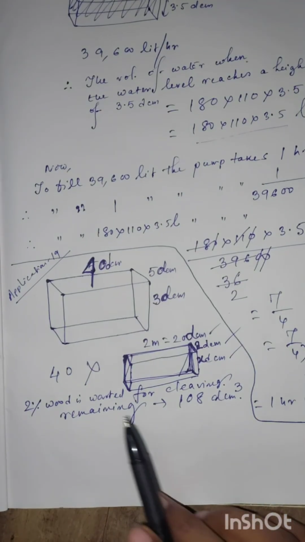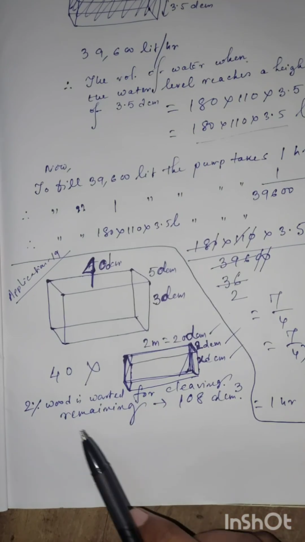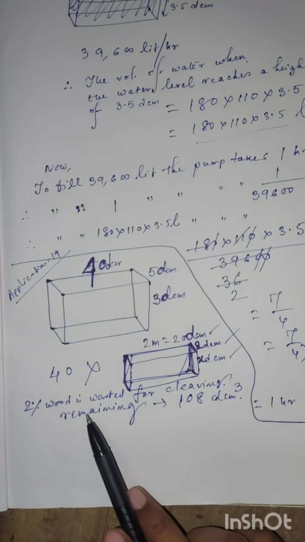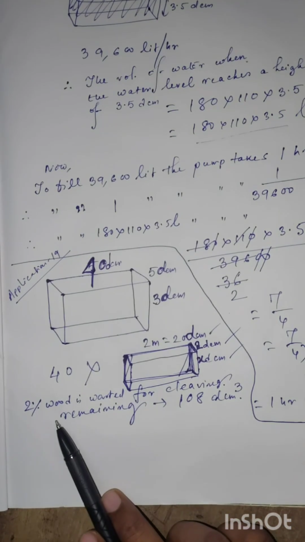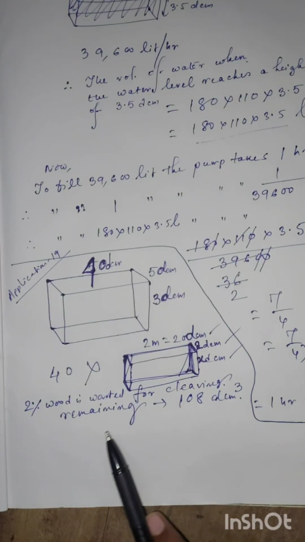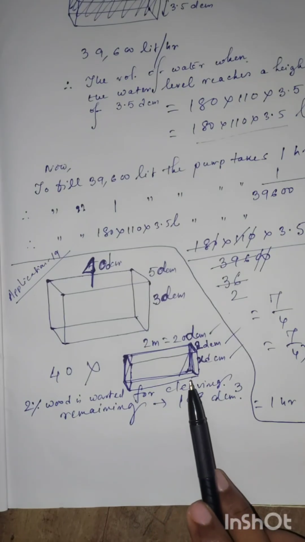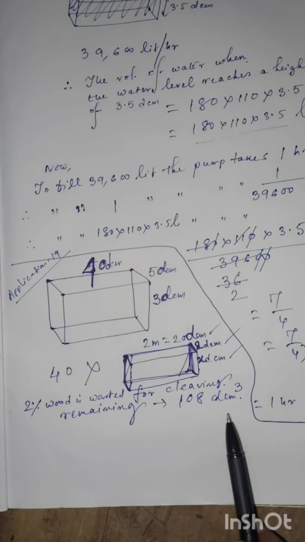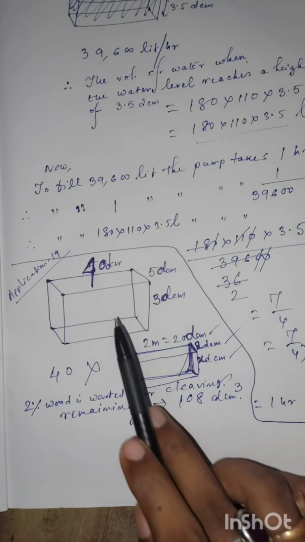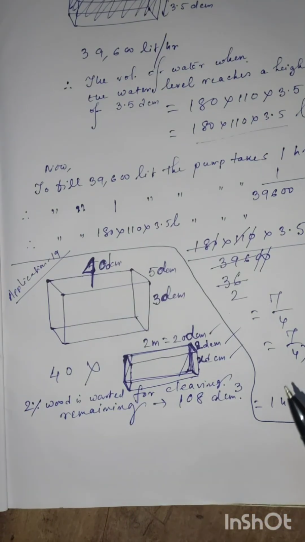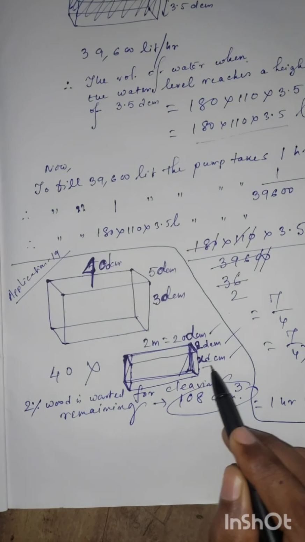Okay, so 40 such planks are cut out, and because of this cleaving work 2% wood has been destroyed, has been wasted. But still, after this cleaving work, we are having 108 decimeter cube of wood left in this log. So this much wood is still left. Now we need to calculate the thickness of each plank.